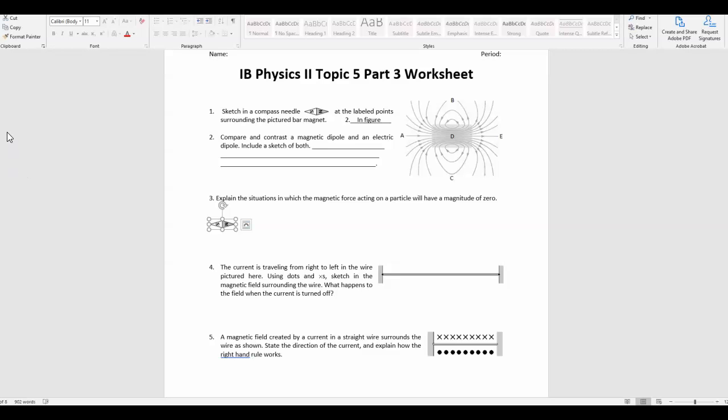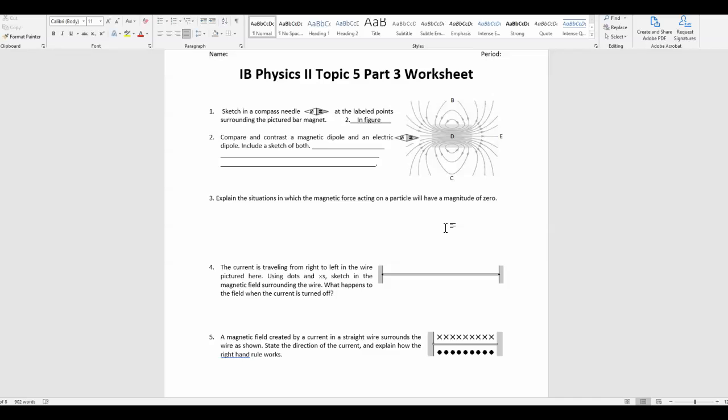Okay, question number 1 says, sketch in a compass needle at the labeled points surrounding the pictured bar magnet that we see over here to the right. Now, a compass needle always aligns in the direction of the magnetic field. In fact, that's how magnetic field direction is defined. So for example, at point A, the magnetic field is pointing to the right, meaning, by definition, that a compass needle would align with the magnetic field at that point, with the North Pole going in that direction.